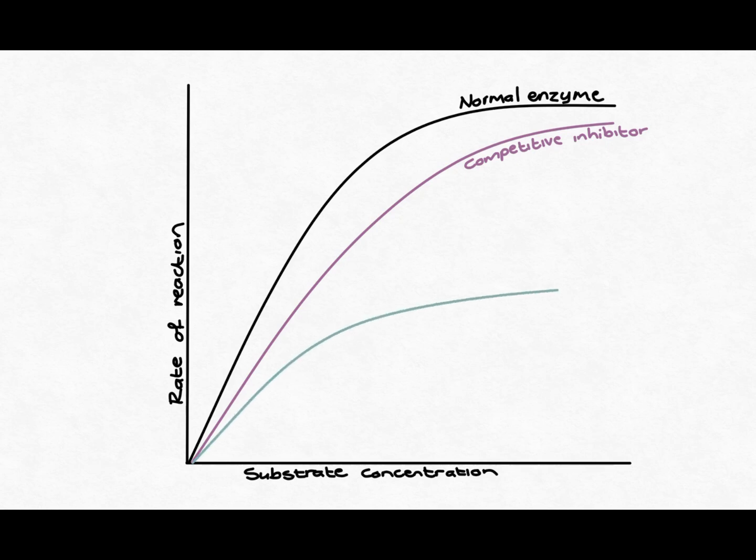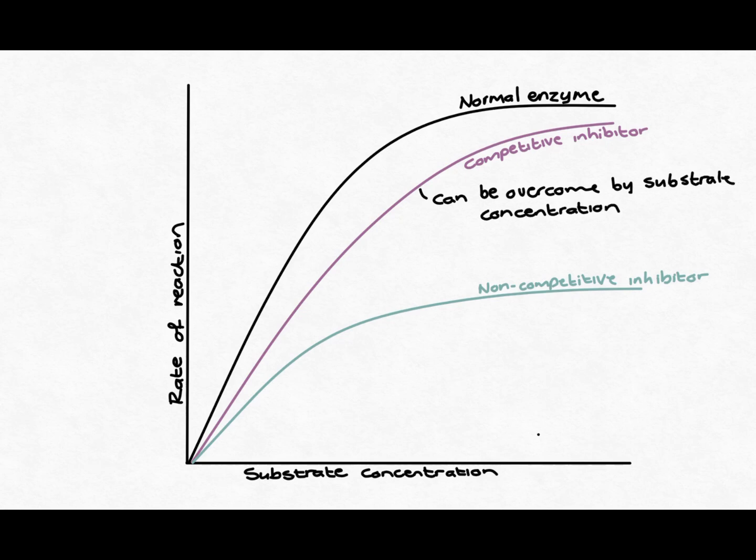Now, for a non-competitive inhibitor, we can see that although there's still an increase in the rate of reaction as the substrate concentration increases, it's much lower and the reaction plateaus much quicker than a normal or competitive inhibitor reaction. We can see that increasing the substrate concentration does not affect the action of the non-competitive inhibitor.